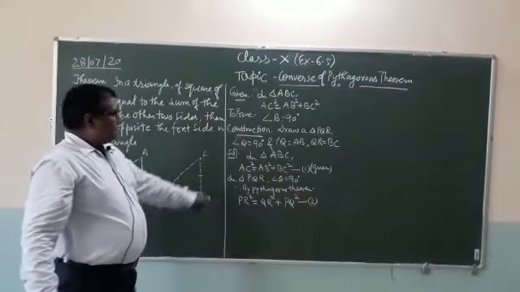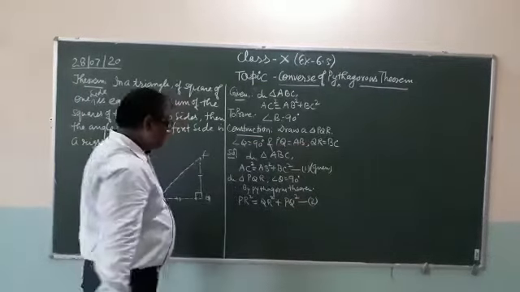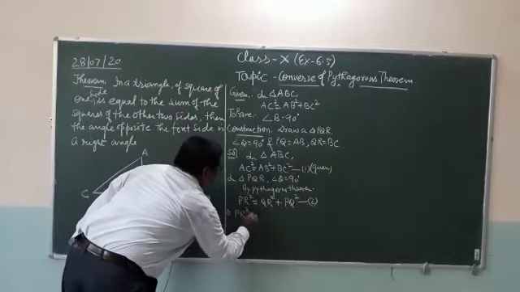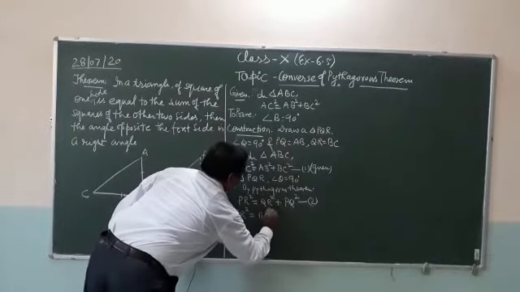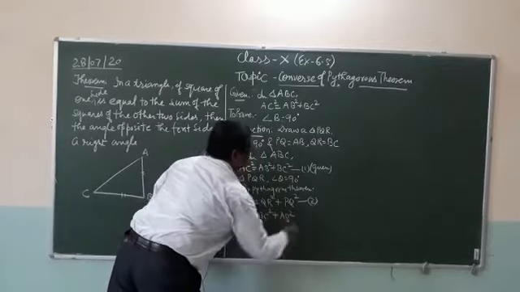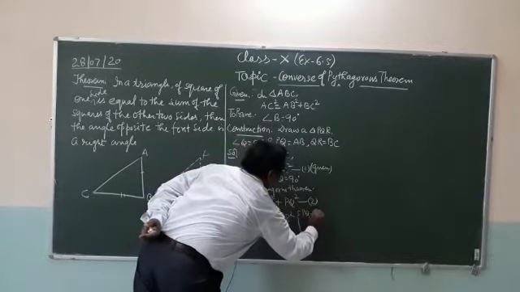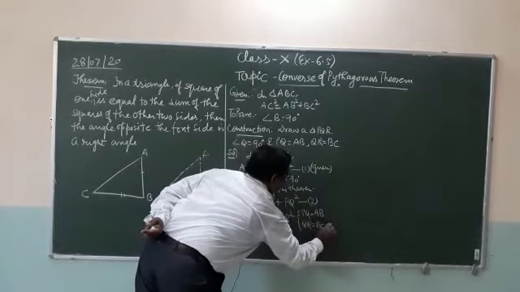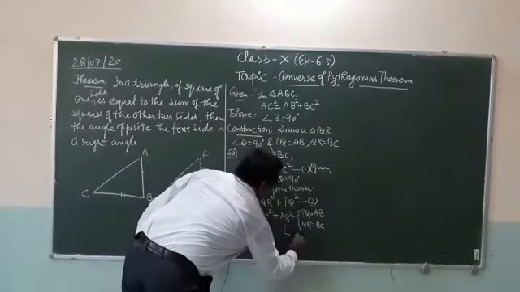But in construction PQ is equal to AB and QR is equal to BC. This implies that PR square is equal to QR, that is BC square, plus PQ, that is AB square, since PQ is equal to AB and QR is equal to BC by construction. This is equation number 3.